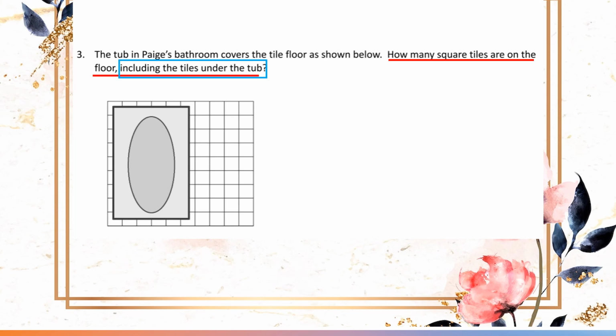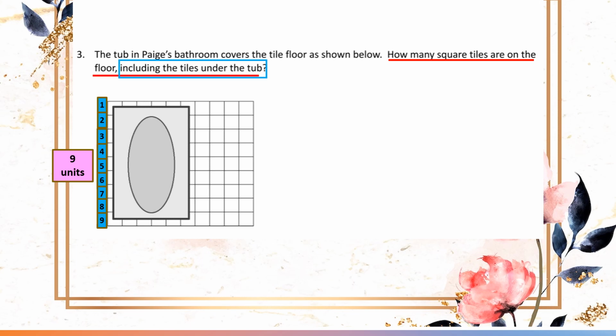Whole floor. Okay, so let's go ahead and start by counting our tiles that make up our length. 1, 2, 3, 4, 5, 6, 7, 8, 9. So our floor is 9 tiles long, 9 units long.